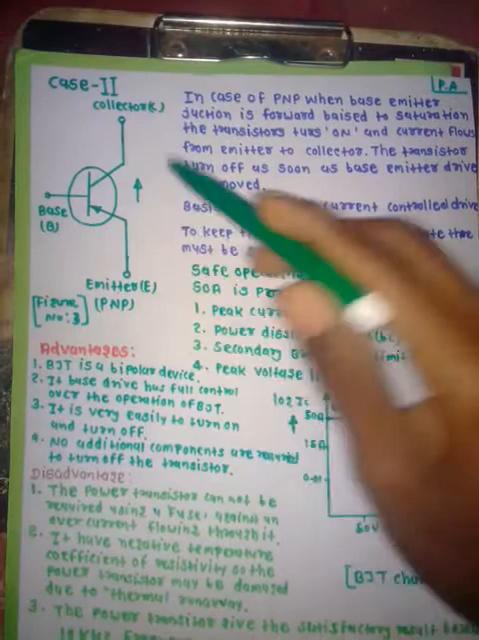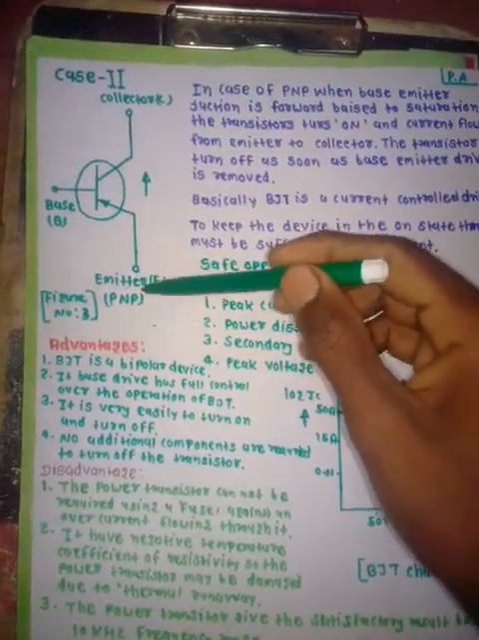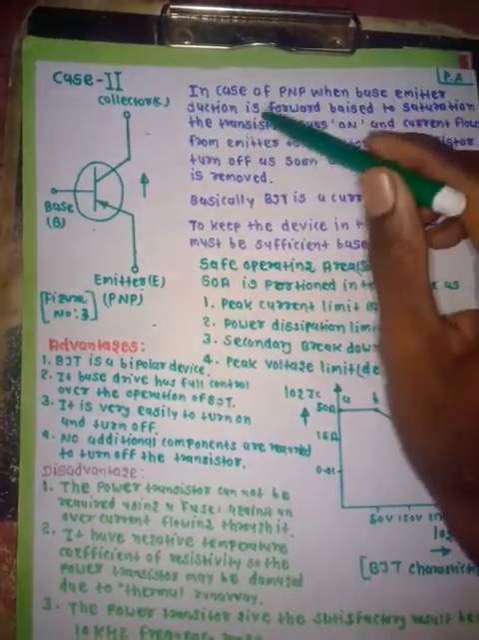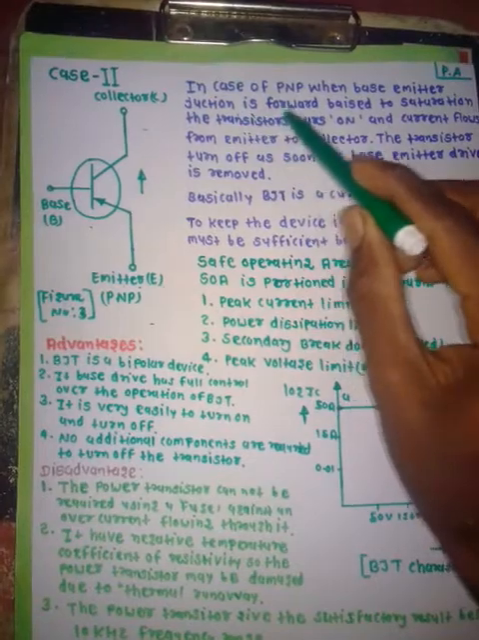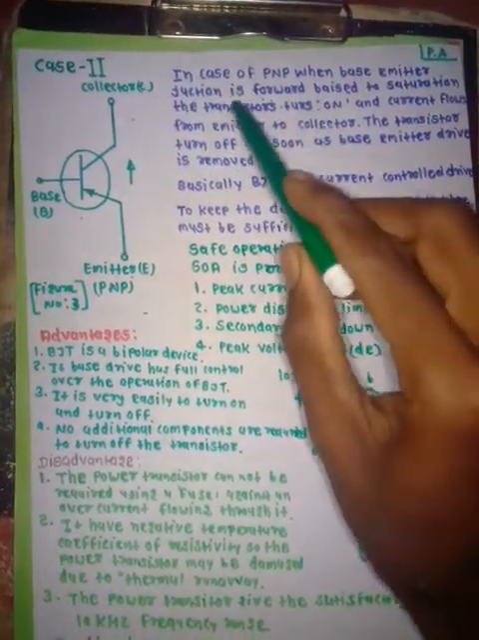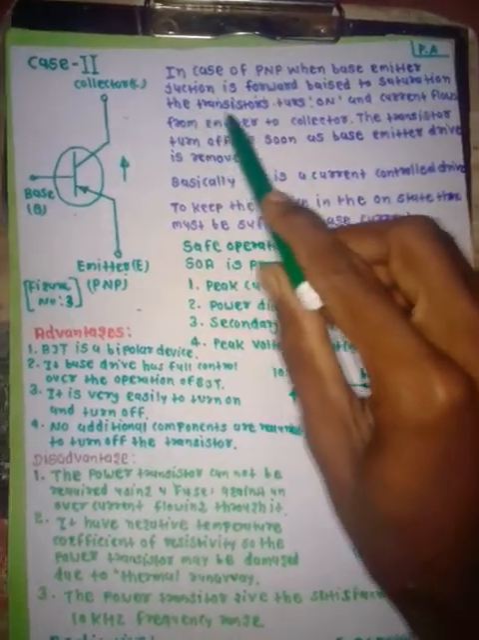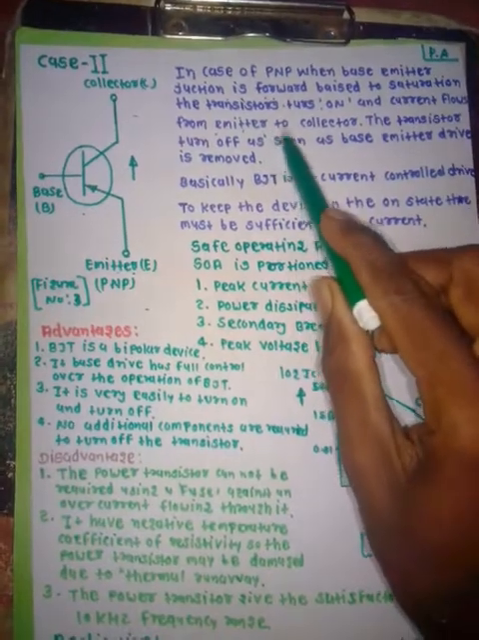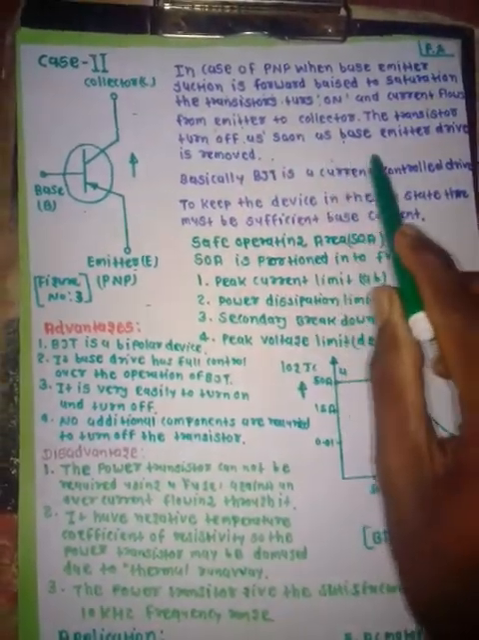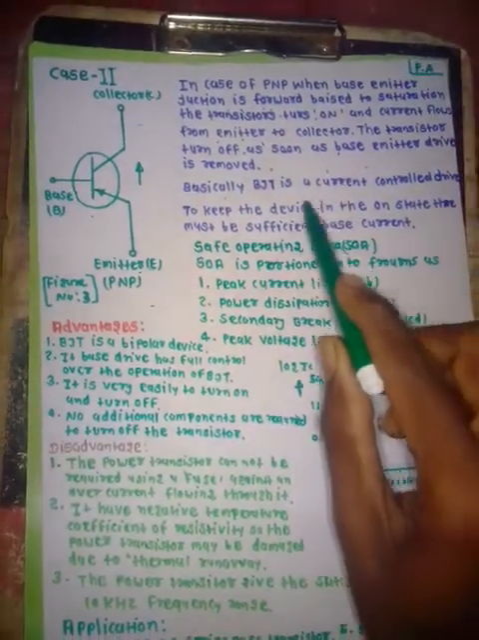Case 2, in the figure: PNP type, with emitter E, base B and collector C. In the case of PNP, the base-emitter junction is forward biased, the transistor saturates and turns on, and current flows to the collector. When the base-emitter bias is removed, the BJT turns off. The BJT is a current controlled device.